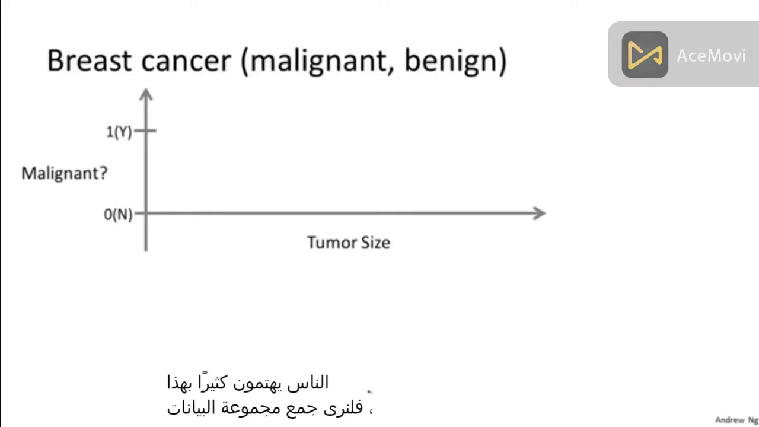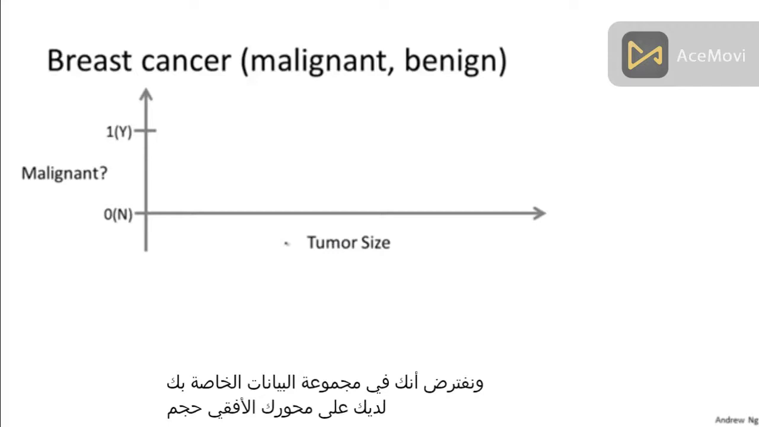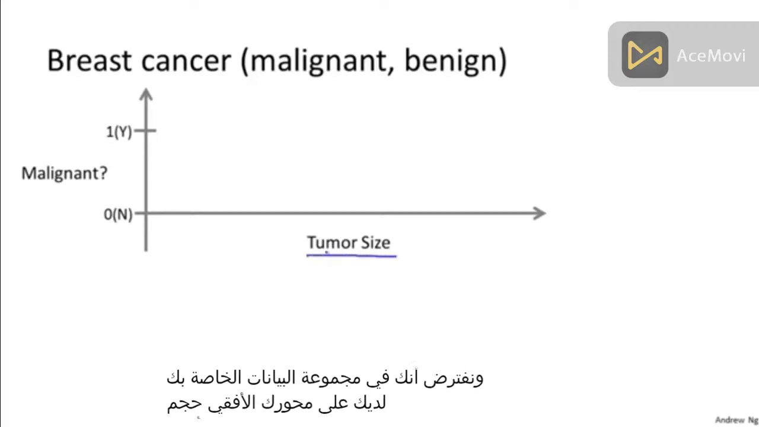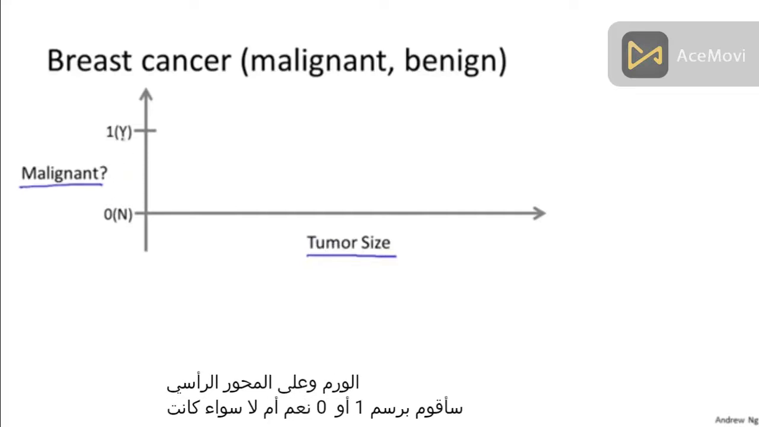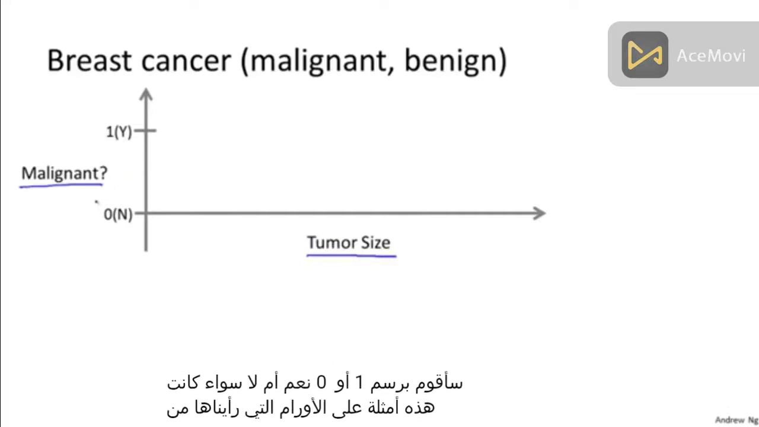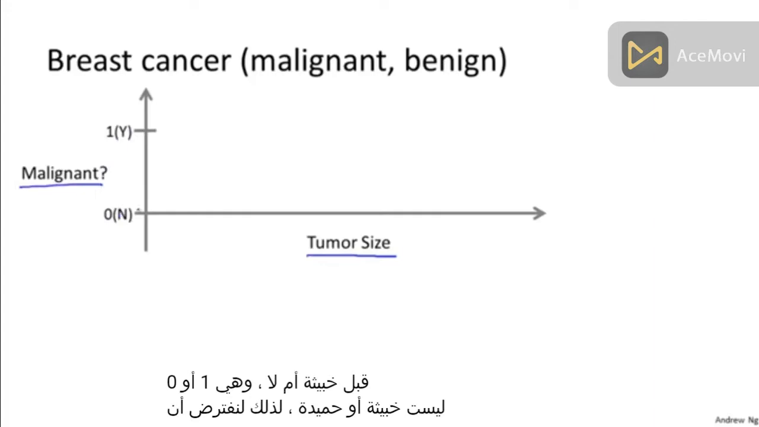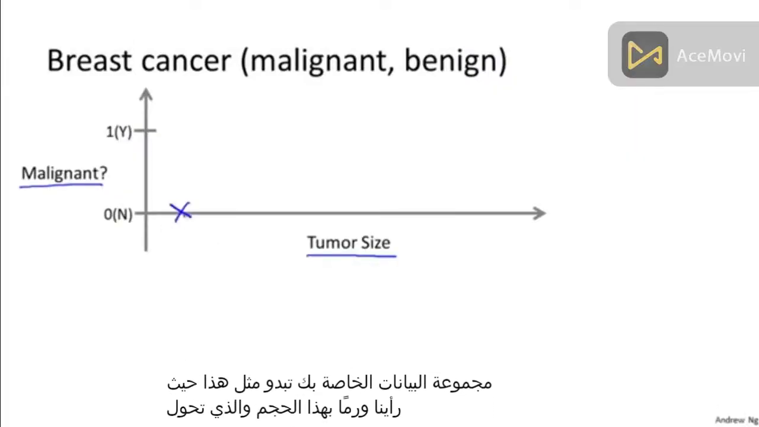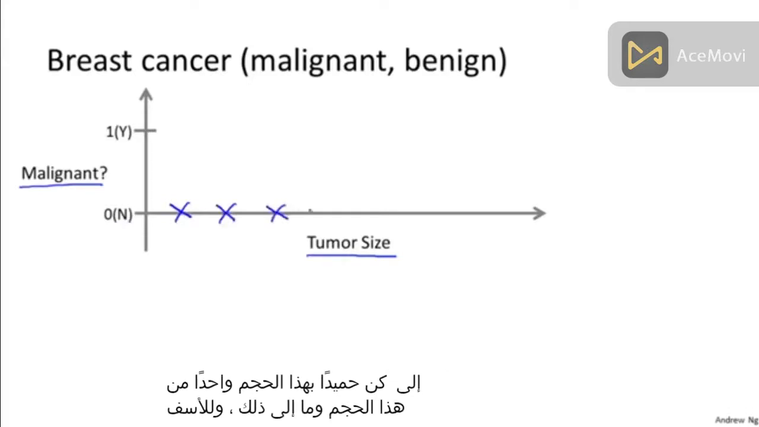Let's say you collect a data set, and suppose in your data set you have on your horizontal axis the size of the tumor, and on the vertical axis I'm going to plot 1 or 0, yes or no, whether or not these are examples of tumors we've seen before are malignant, which is 1, or not malignant, or benign. So let's say your data set looks like this, where we saw a tumor of this size that turned out to be benign, one of this size, one of this size, and so on.